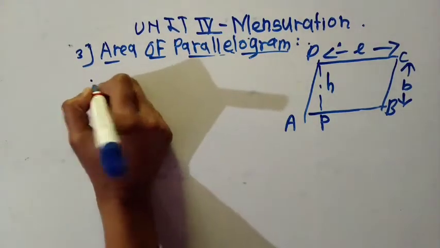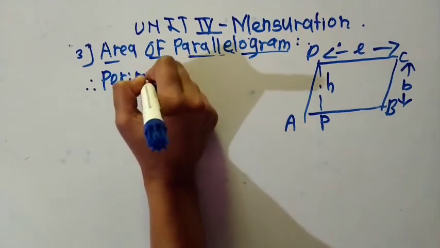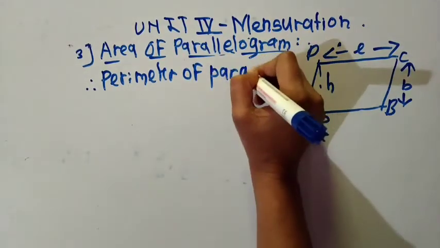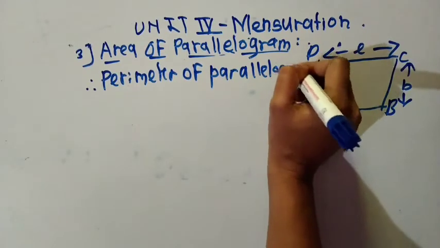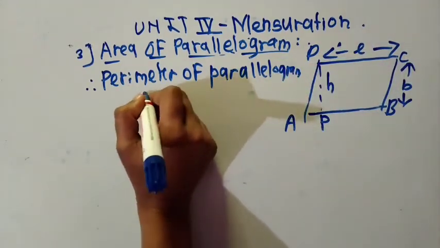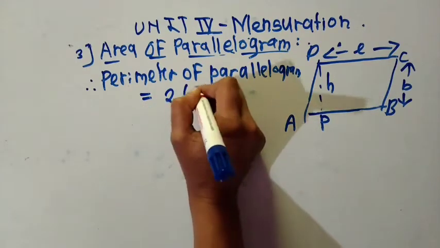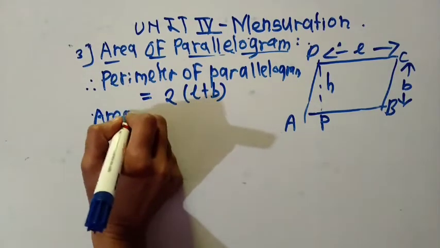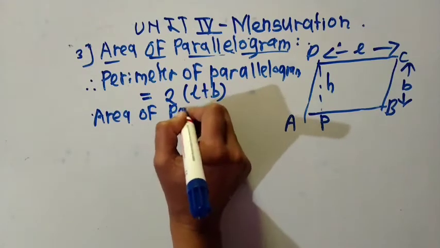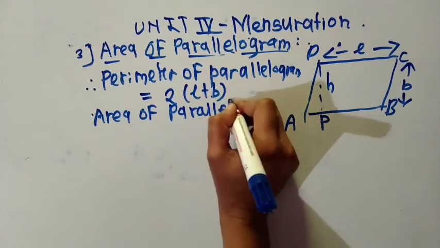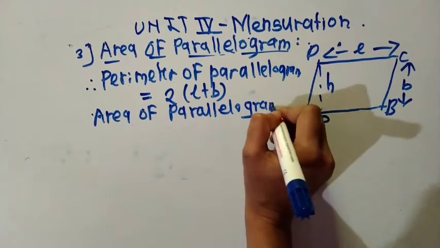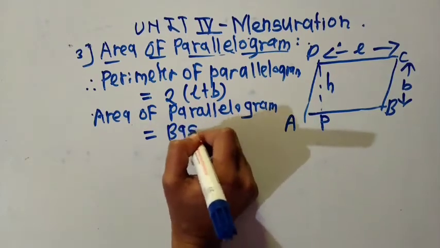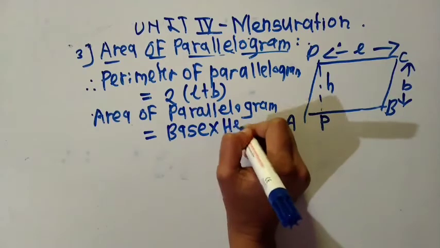Hence, perimeter of parallelogram is equal to 2(L plus B), and area of parallelogram is equal to base into height.